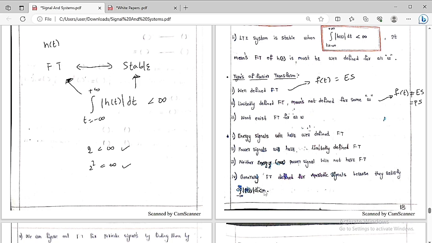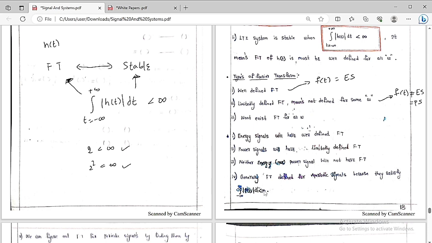So if a signal is absolutely integrable, or we can say if a given signal is an energy signal, then we can simply say the Fourier transform is a well-defined Fourier transform. It is defined for each and every value of omega, and the Fourier transform is applicable for aperiodic signals. So these points you always have to keep in mind. Finally, we can remember, if a given signal is an energy signal, then by default the Fourier transform is going to be defined, which is a well-defined Fourier transform.